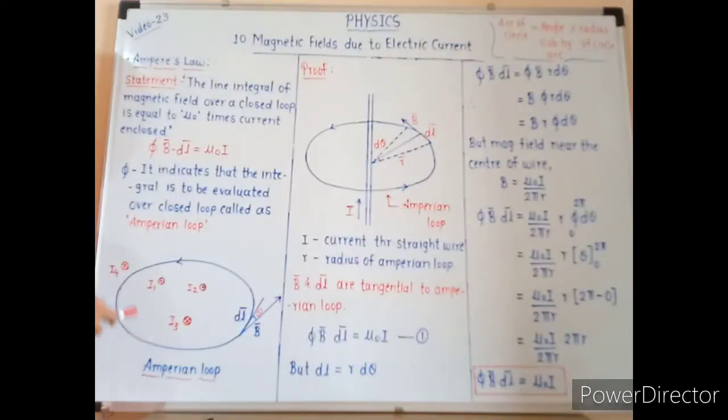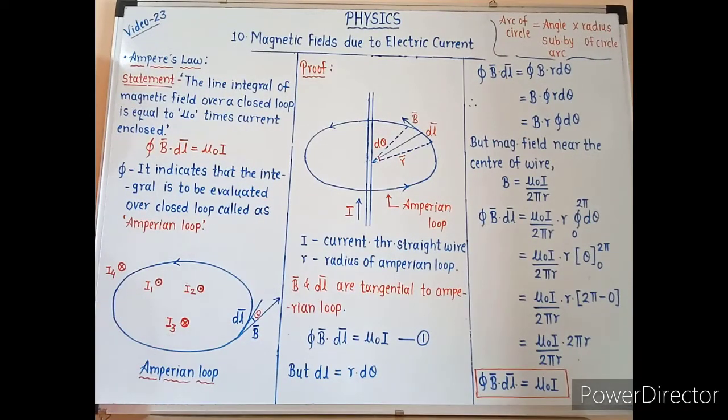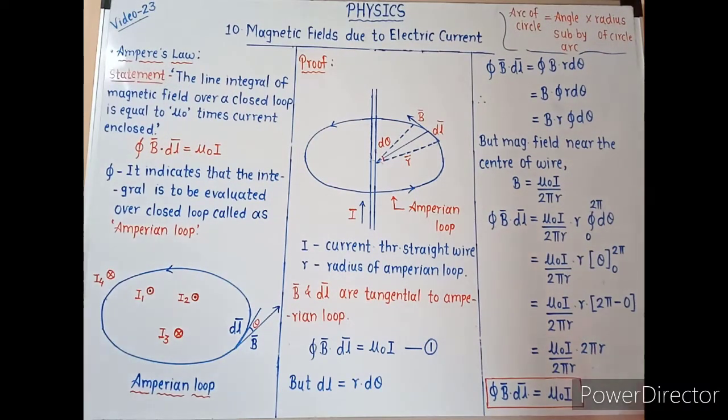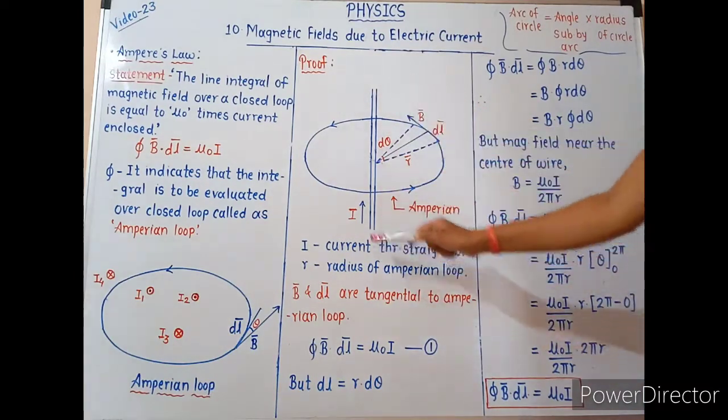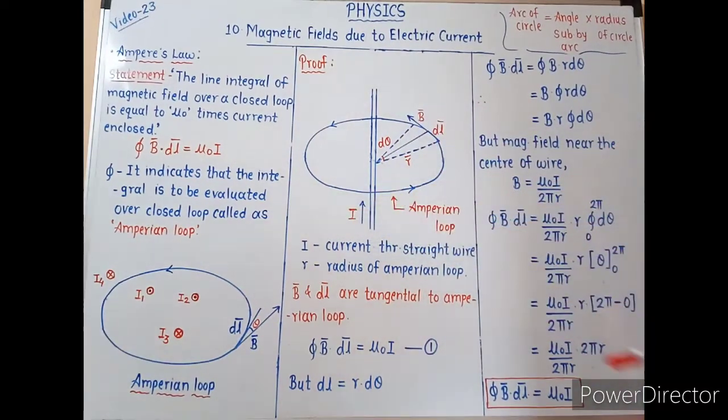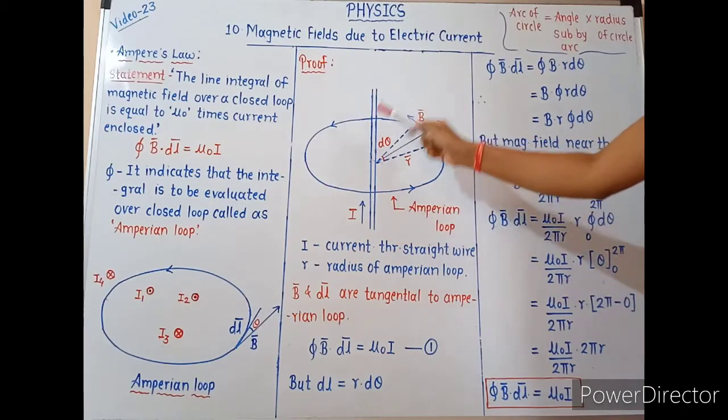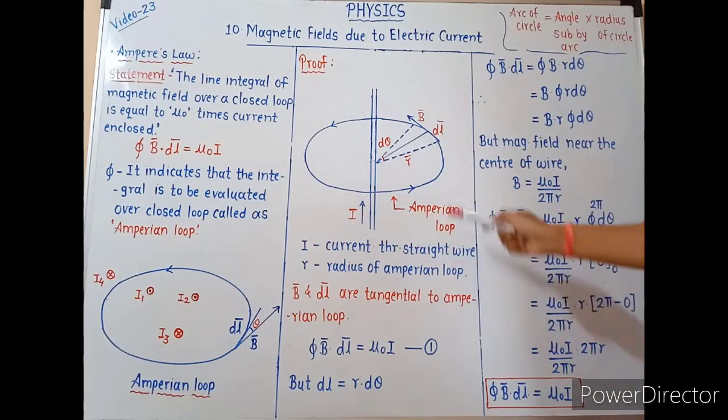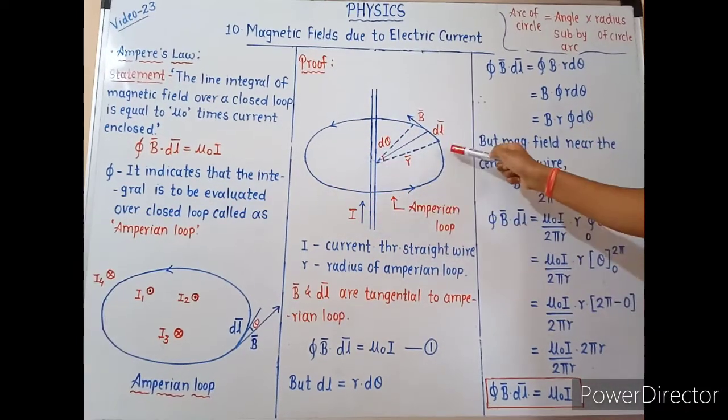Okay, so this is about the Amperian loop. Now we will study the proof of Ampere's law. Consider a long straight wire carrying a current I. So a magnetic field is developed around it.